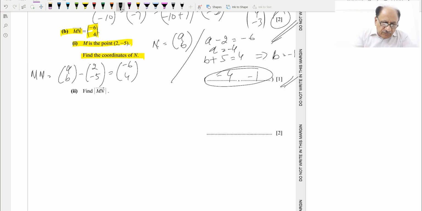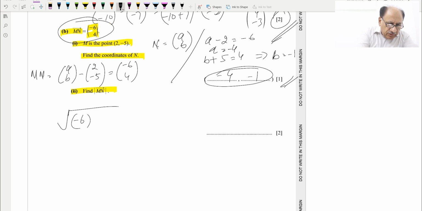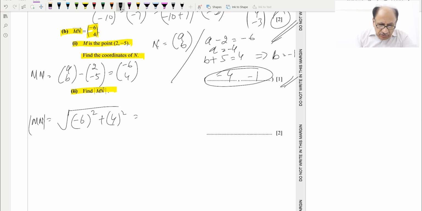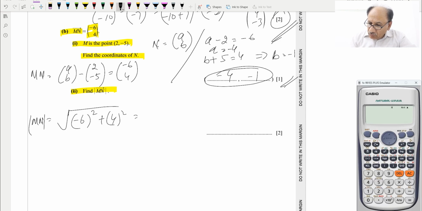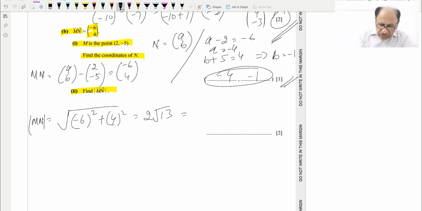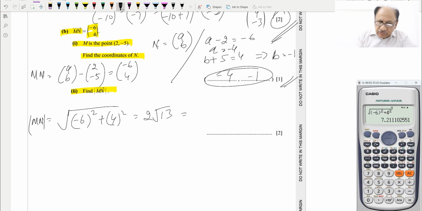Hopefully you understand this. Now mod is required. Find Mn mod. So that will be under root of x value, which is minus 6 squared we are using from here, and minus 6 squared plus 4 squared. This will be M n mod, and this can be calculated as under root of minus 6 squared plus 4 squared, which is equal to 2 under root 13, and decimal value will be what? Decimal value will be 7.21.